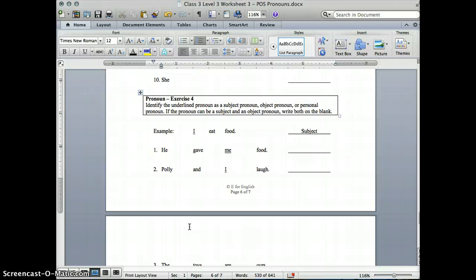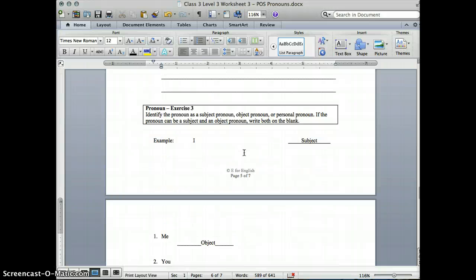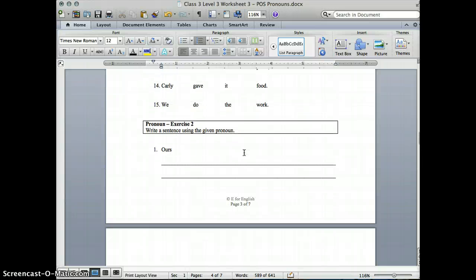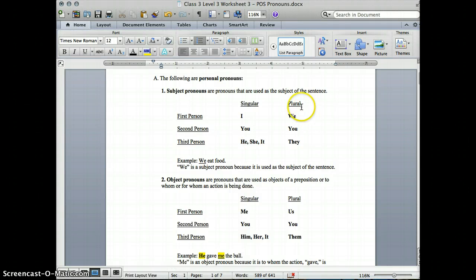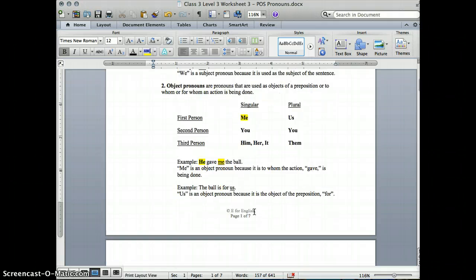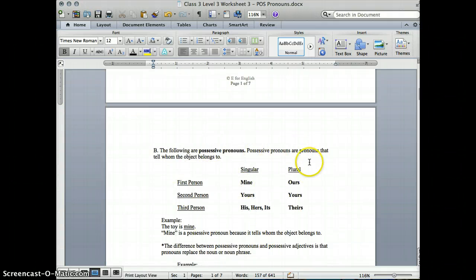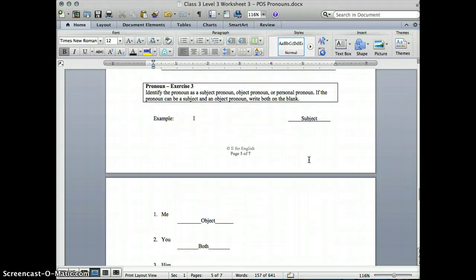So number 1, he gave me food. In this sentence, we already have our underlined pronoun, which is me, so I'll go ahead and highlight that so it's easier to see. And now let's go back up to our tables or our charts and try to find whether me is a subject pronoun, an object pronoun, or a possessive pronoun. So we're looking for me. It's not up here in the subject pronoun, but I found it right here. So therefore it is an object pronoun. And it's not over here, it's not a possessive pronoun either. So that's why we're going to write object pronoun on the line.